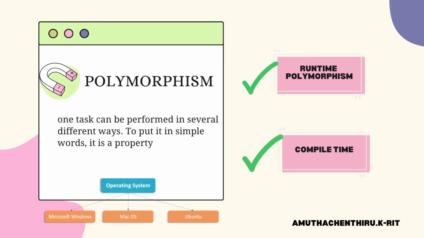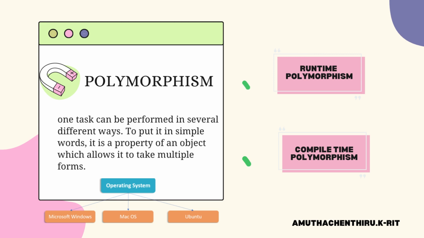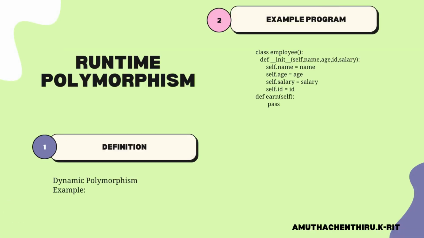Next one, polymorphism. Polymorphism is nothing but one task that can be performed in several different ways. You all must have used GPS for navigating a route, isn't it? It is amazing how many different routes you come across for the same destination depending on the traffic. From a programming point of view, this is called polymorphism. There are two types of polymorphism: runtime polymorphism and compile time polymorphism.